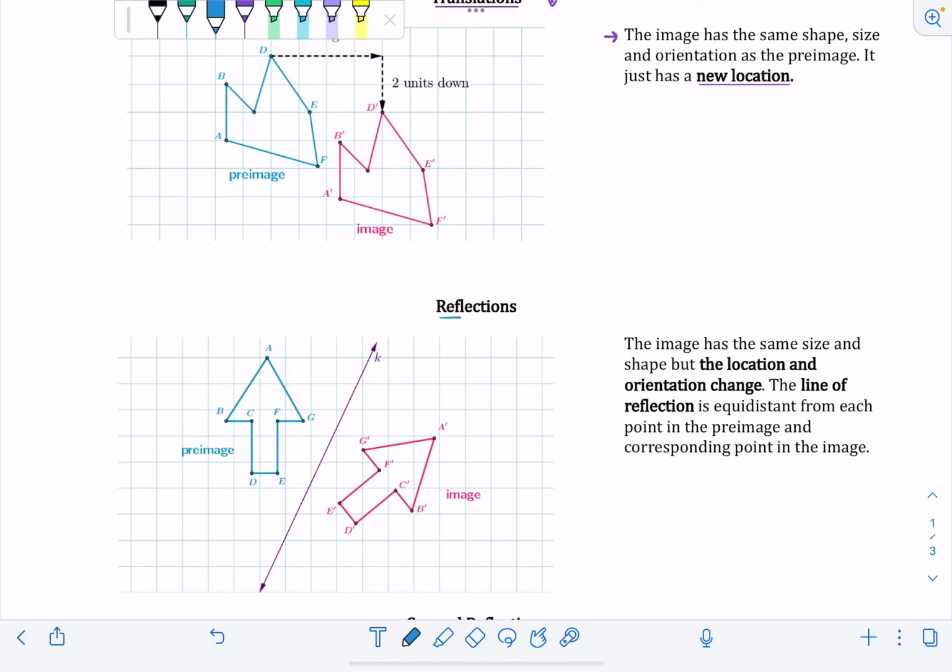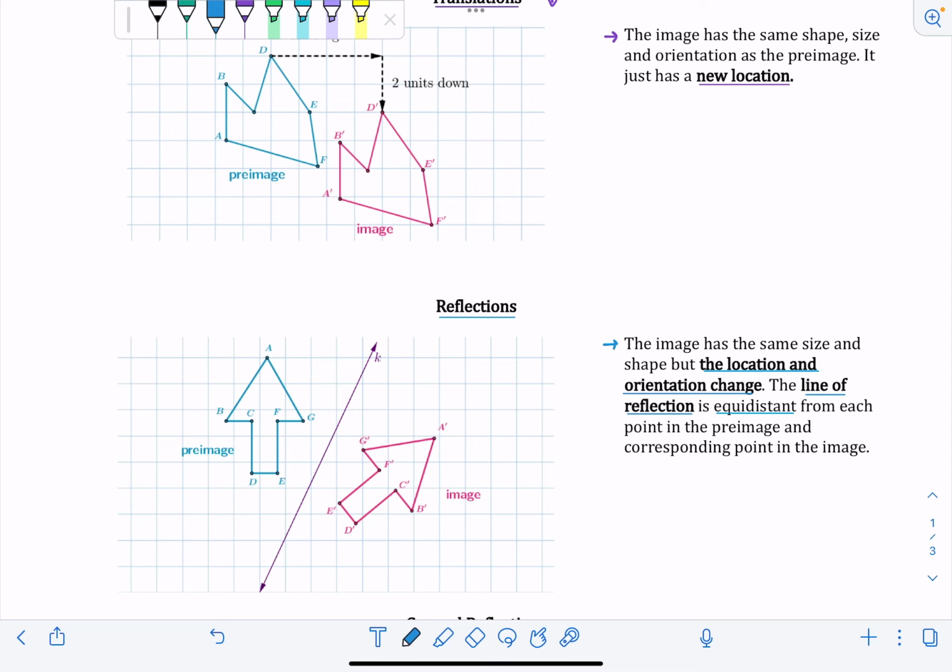And then for reflection, so starting right here, the image has the same size and shape, but the location and orientation change. And then all reflections have what's called a line of reflection, which is equidistant from each point in the image and the corresponding point in the pre-image. I think I said image and pre-image backwards, but it means the same thing.